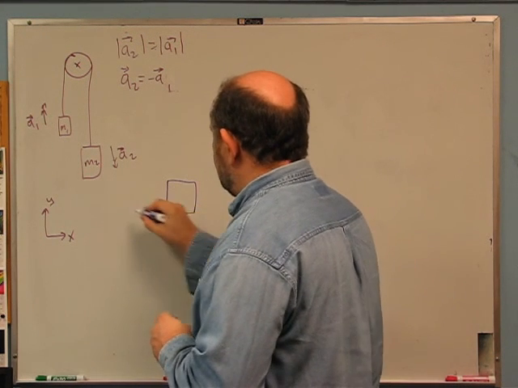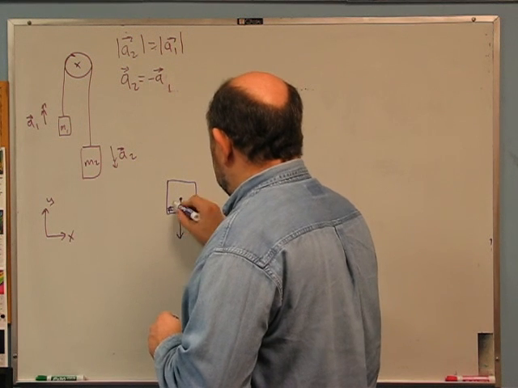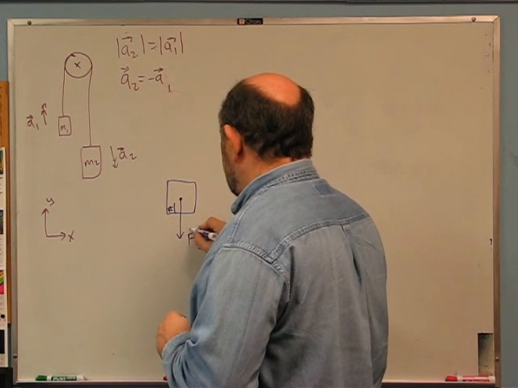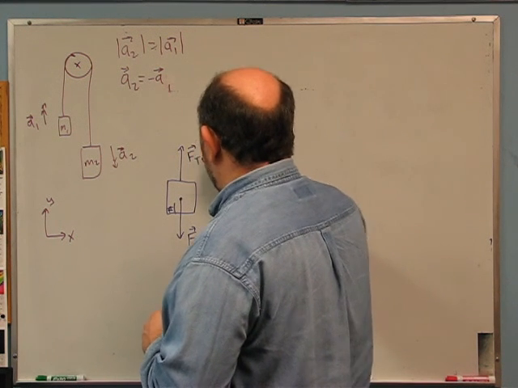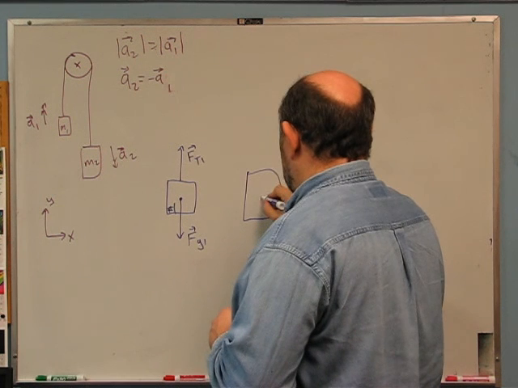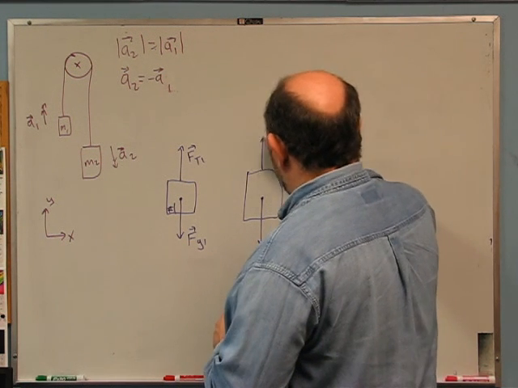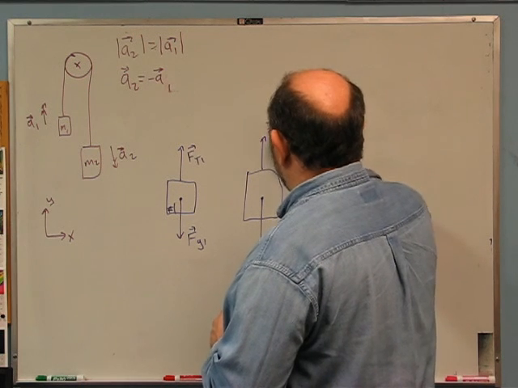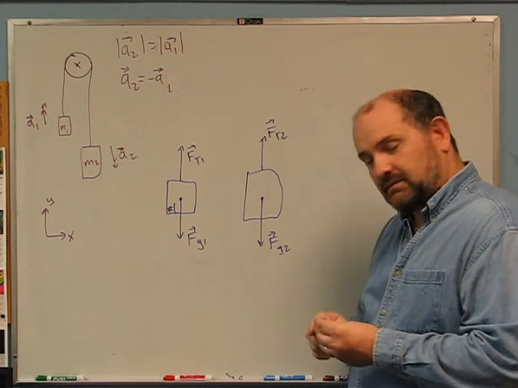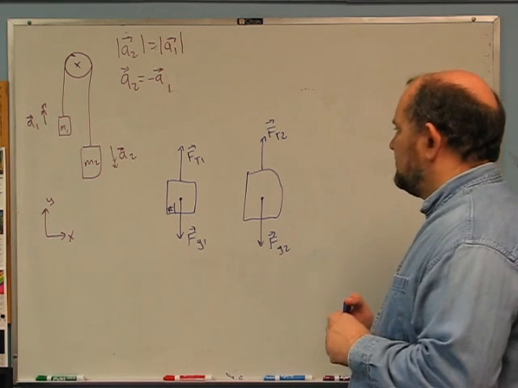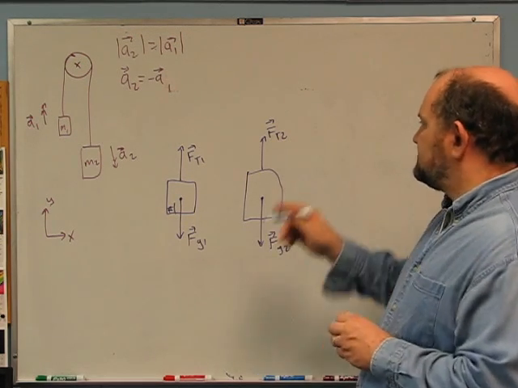So here is box number one. I'll label it number one. And then you have FG1 acting that way on it, and FT1 acting that way on it. And then here is box number 2. I have FG2 acting on it, and FT2 acting on it. Those are the only forces acting on these two boxes. We're going to ignore air resistance, which probably is ignorable in this case. Good. And two different free body force diagrams. Now here's the other thing we know.